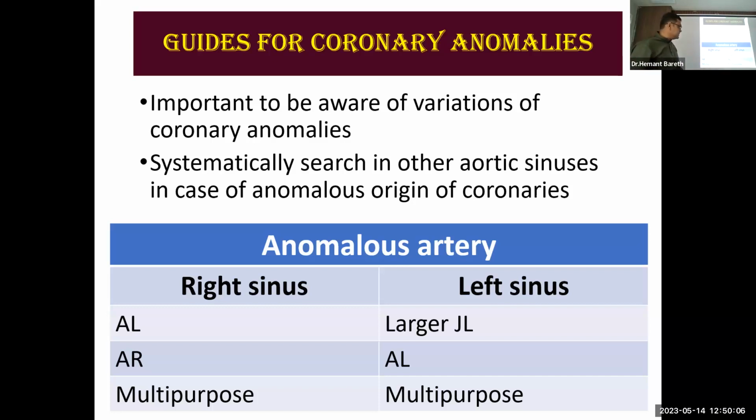If it is from the left sinus, obviously you take a larger size JL. What it will do is, if it's a superiorly oriented separate origin, it will pick up. Larger JL will pick up a superiorly high takeoff artery. But if you can't do it, then you take implants left, of course, and then search the whole left sinus. And if not, then you can use multipurpose, as I said, again from superiorly or inferiorly oriented artery.